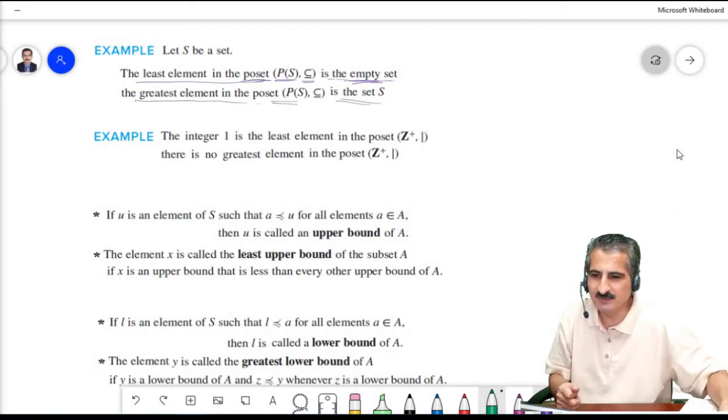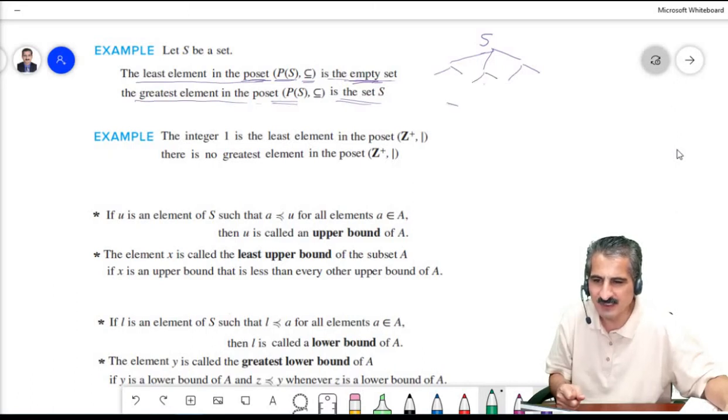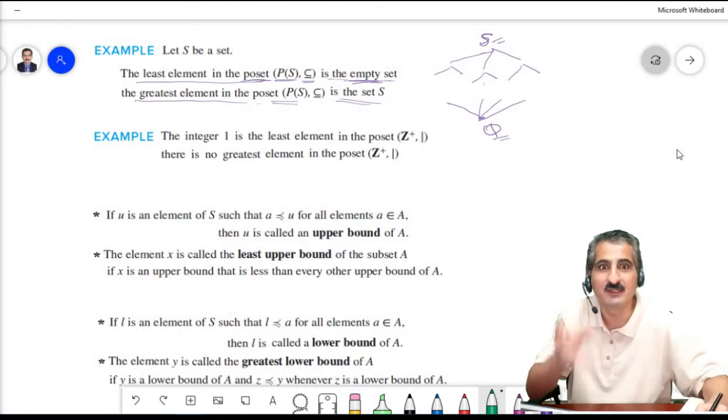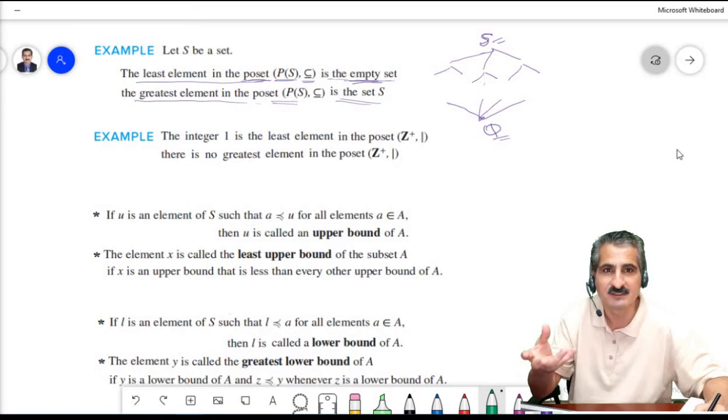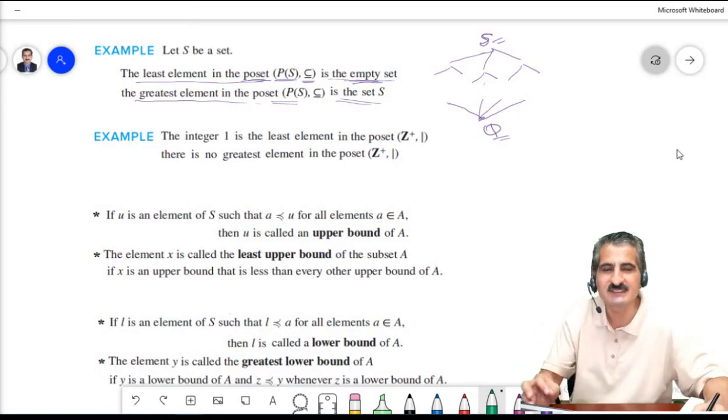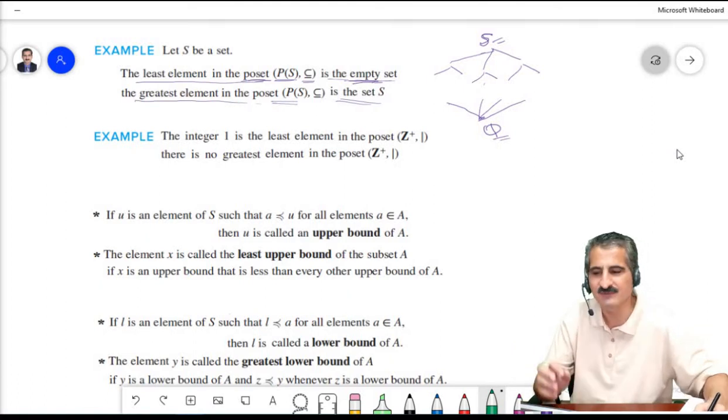Now, if we want to demonstrate that, we will say S, and then we take subsets out of this, and then this will go on to more subsets, and we keep going, and at the end, all of them will meet at phi, because phi will be contained in any one of them, and S will contain every one of them. S will contain every subset. That means S contains every element in the power set. So S is the greatest. Phi is contained in every subset, so phi is less than every element of the power set. So phi is the least.